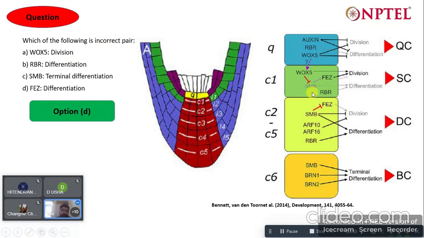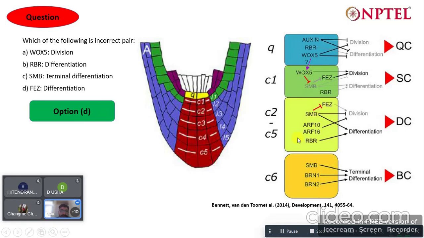Then, in the other columella cells, there is differentiation. What helps in that is RBR. So RBR helps in the differentiation. So that's why B is correct. And in the terminal cells, we have terminal differentiation. These three proteins help in the terminal differentiation, and one of them is SMB. So option C is correct. And FES here is related to division, not differentiation. So that's why it's an incorrect pair. So option D is the answer.